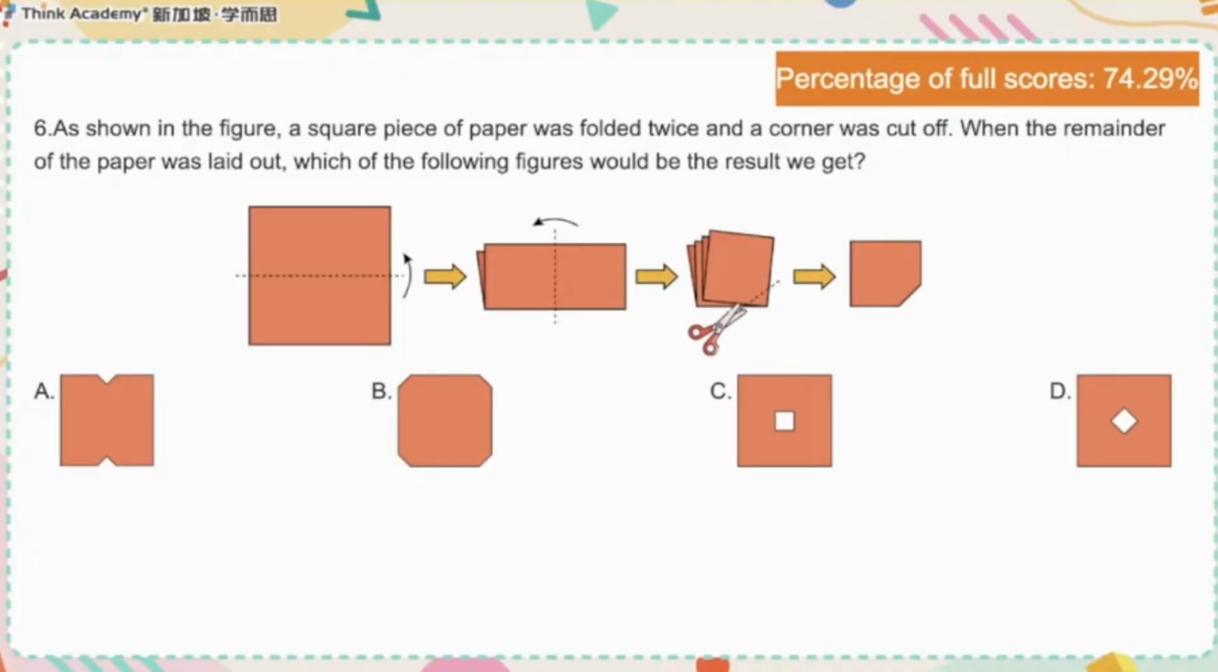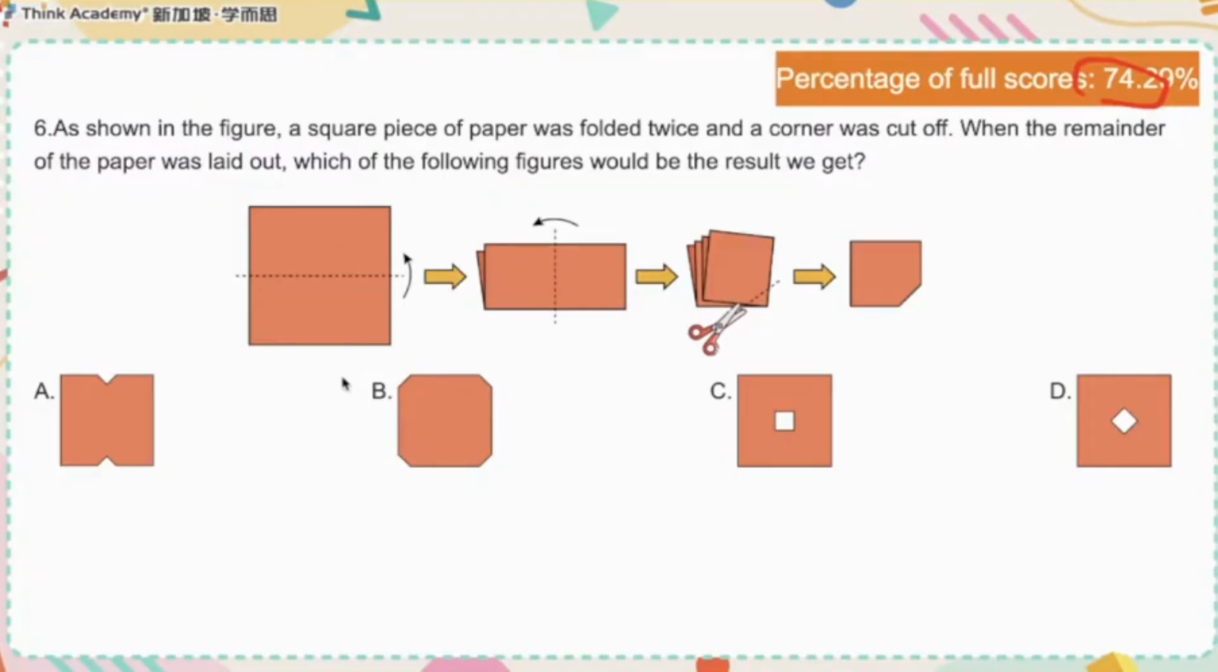The 6th question, also not that bad. 74% of us got it correct. Okay, so everyone, you can see, as shown in the figure, a square piece of paper was folded twice and a corner was cut off. When the remainder of the paper was laid out, which of the following figures could be the result we get? Okay, so that means after we fold it according to the instructions, we cut it and then unfold it. Our task is to see which one is the one that we can have, right?